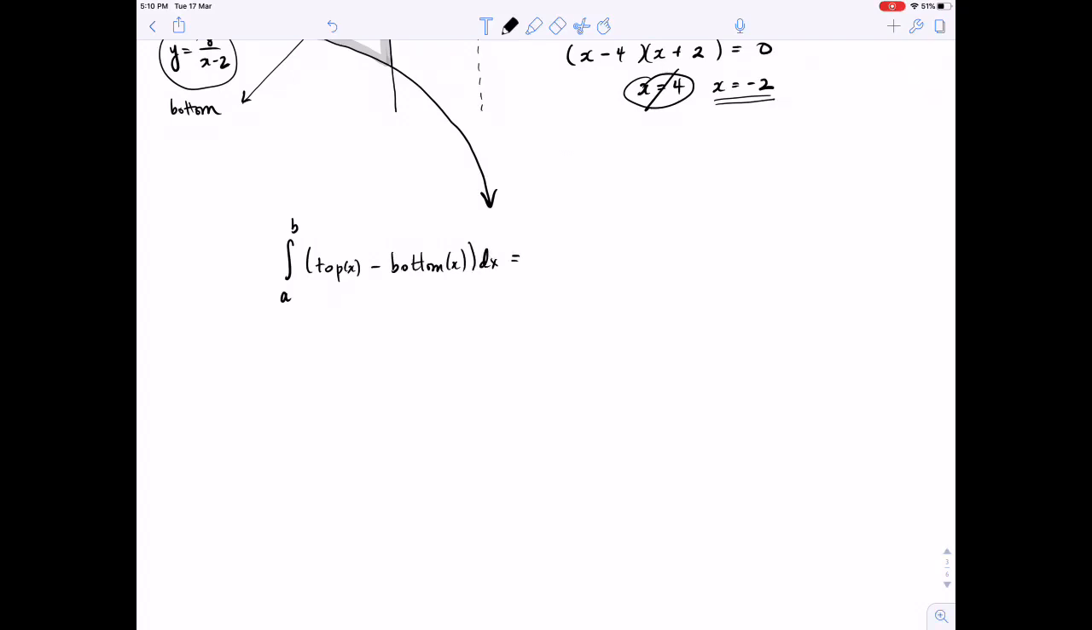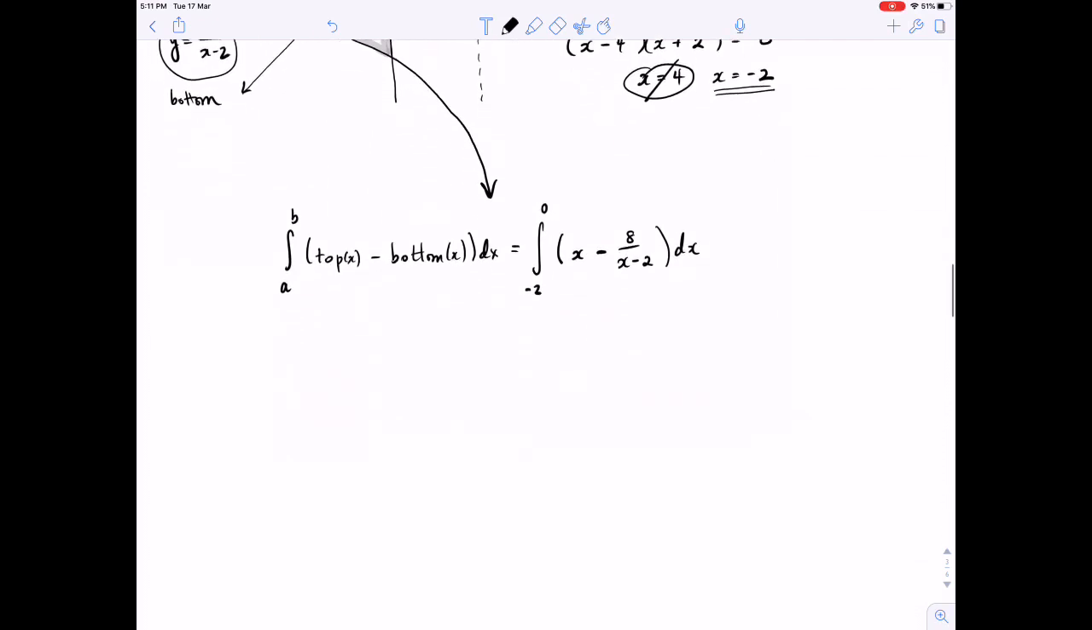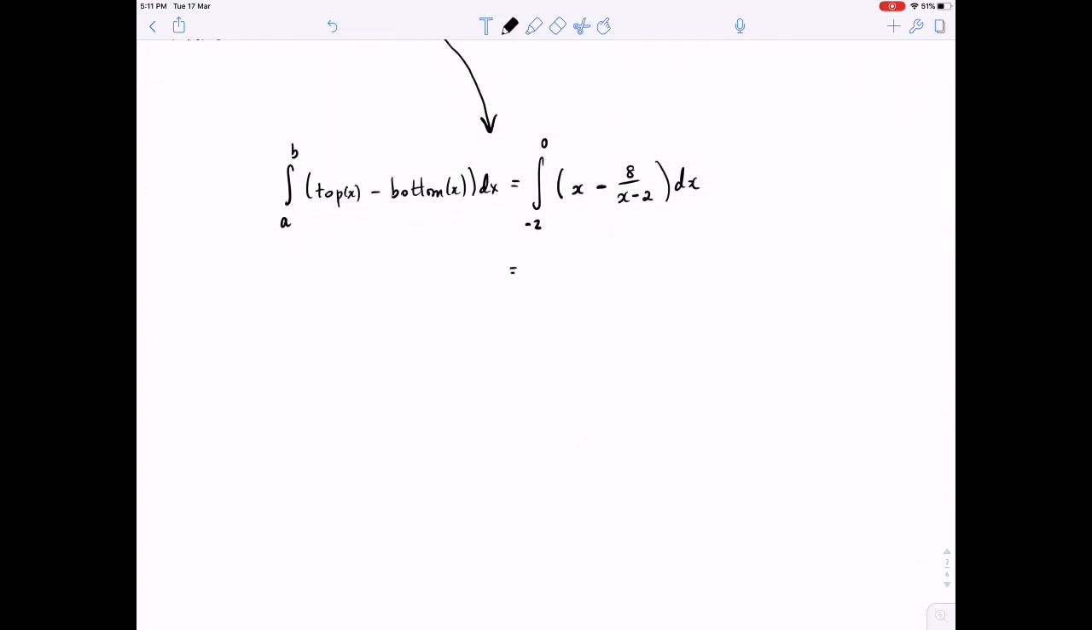And so if we set this up, we now have our a value as minus 2 here, our b value as 0. Our top function is the line y equals x, and our bottom function is the rational 8 over x minus 2. So we're going to do this integral as set up here. So the first part is going to be easy. We're going to split the integral. We need an antiderivative of x, and so we need 1/2 x squared, and that is going to be evaluated from minus 2 to 0.